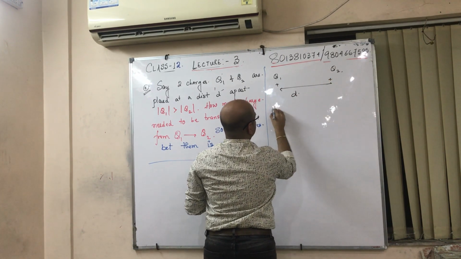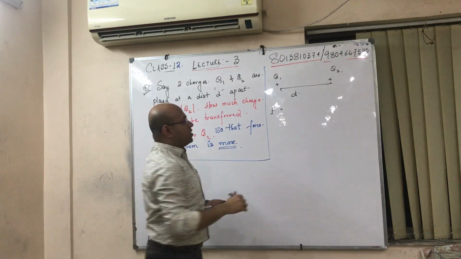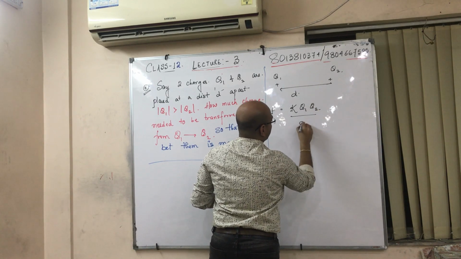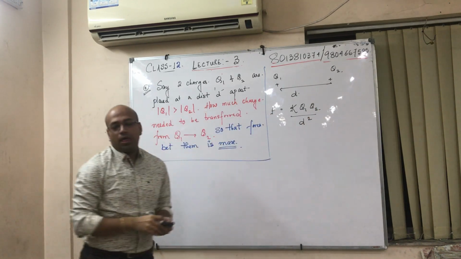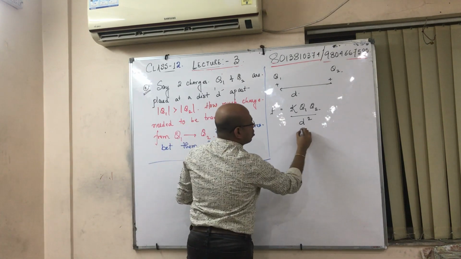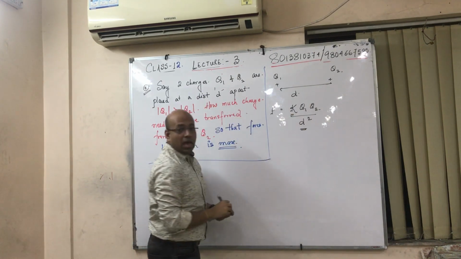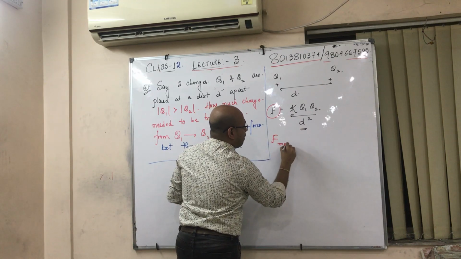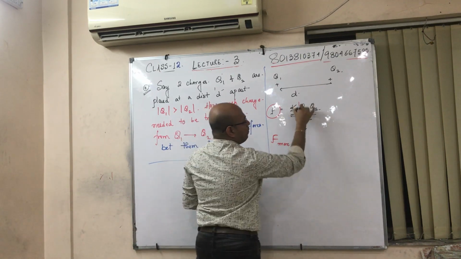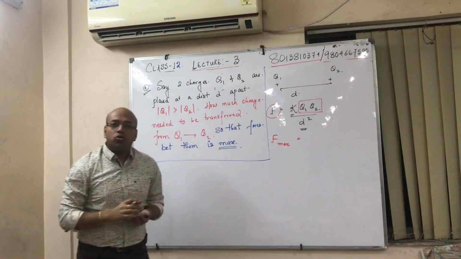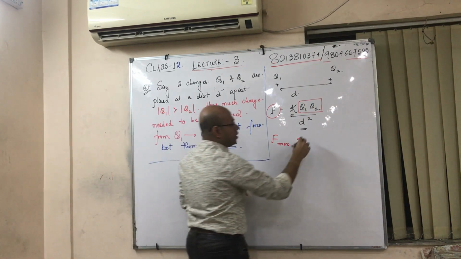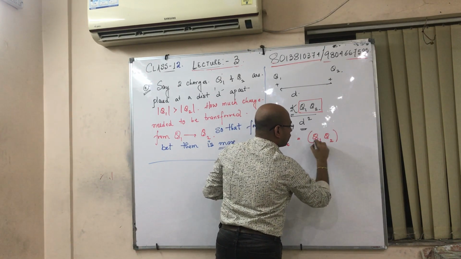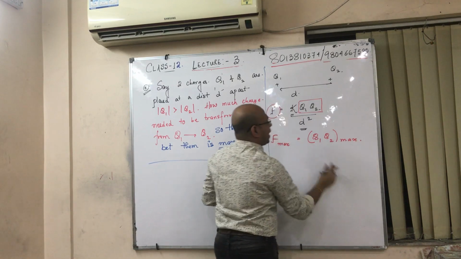D apart. The force of repulsion between them is given by K Q1 Q2 by B square. Now, B is constant and K is constant. If I want the force to be maximum, that means the product of Q1 and Q2 has to be maximum. I want the product of Q1 and Q2 to be maximum.